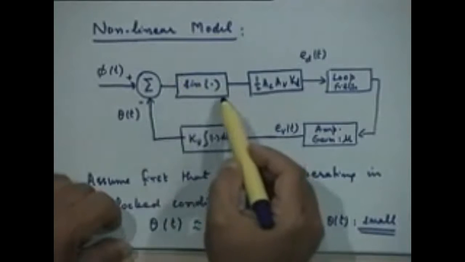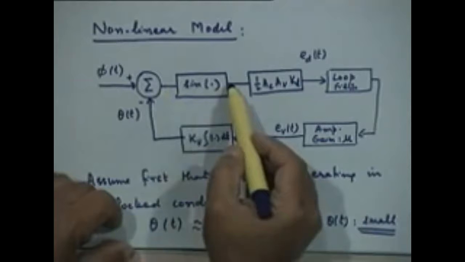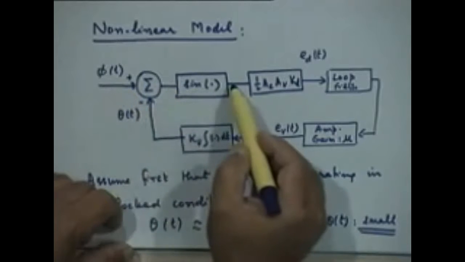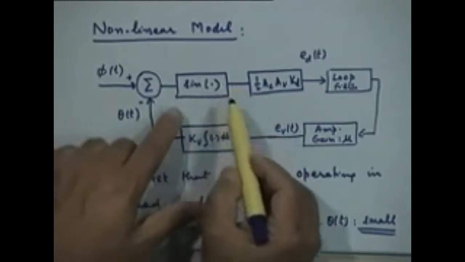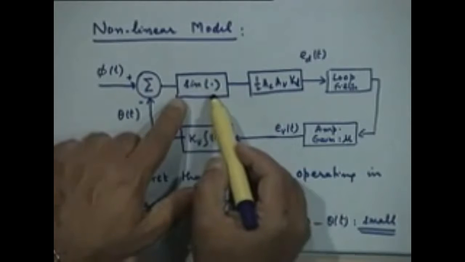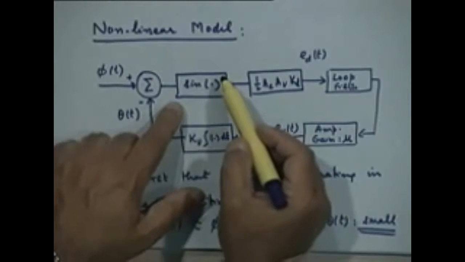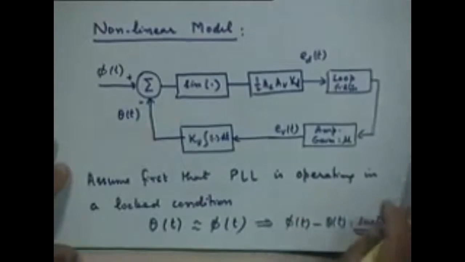Everything is linear except for this block. Here the input is something and the output is the sine of that. The input is some phi t minus theta t, the output is the sine of it. However, if I use that approximation, this also becomes linear. In fact, this is not even required. I am removing this, and that makes it a linear model for the phase lock loop.